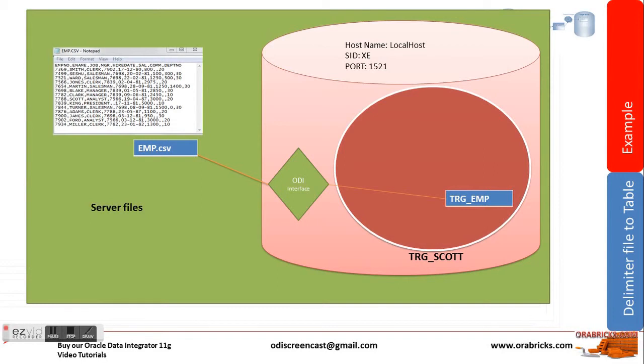So in the ODI topology, you have to create a data server for your file technology for your emp.csv file, and you have to create a data server for your Oracle technology for the trg_scott schema. Since your source is file and your target is Oracle, you have to use the knowledge module called LKM File to SQL, the loading knowledge module, since the source is file technology and the target is SQL technology.